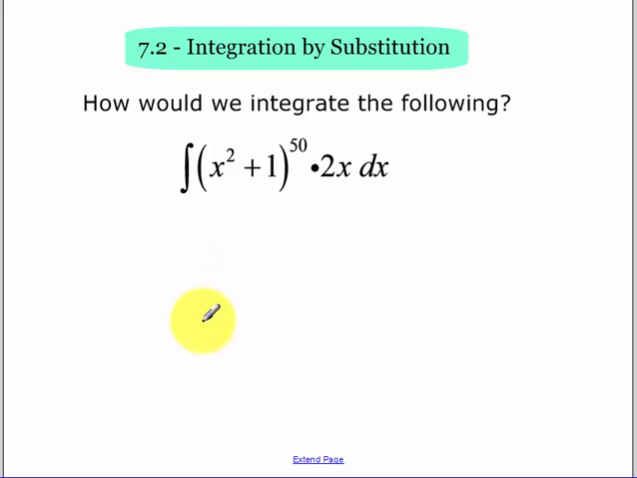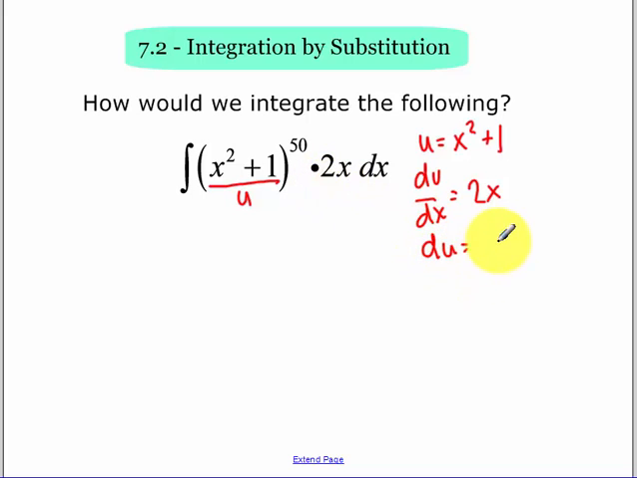And what we have going on here is, let's let u be the inside piece of the function we're trying to integrate. This is a composition of x squared plus 1, and then the outside function would be something to the 50th power. So if we take the derivative with respect to x, we get part of this 2x that's sitting outside. So du in this case would be 2x dx.